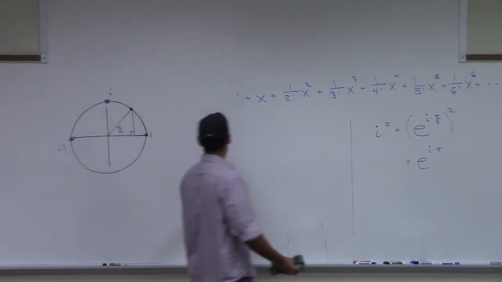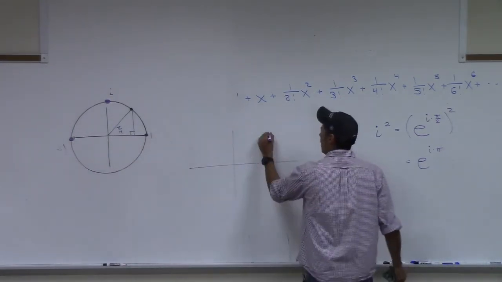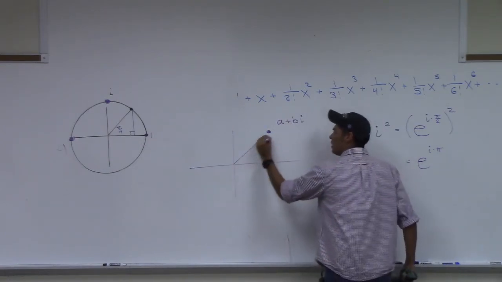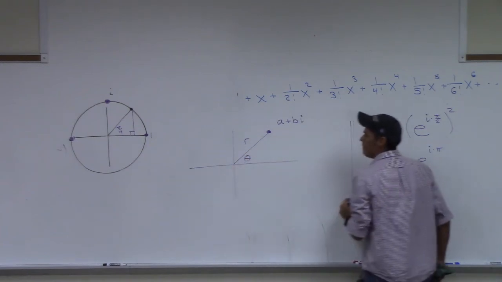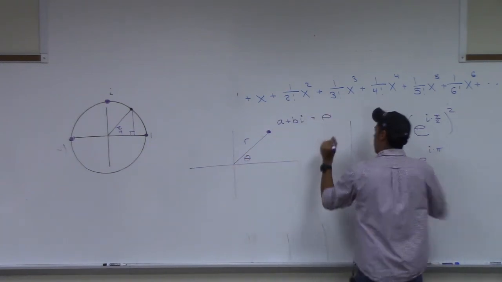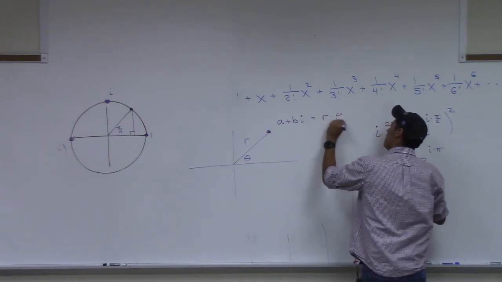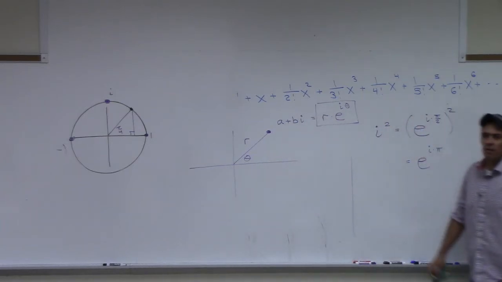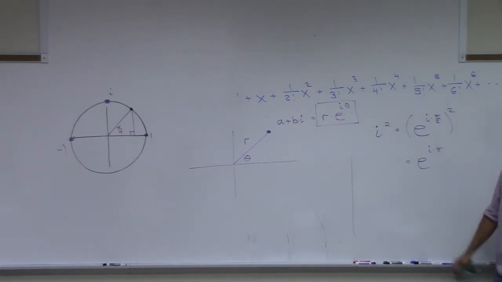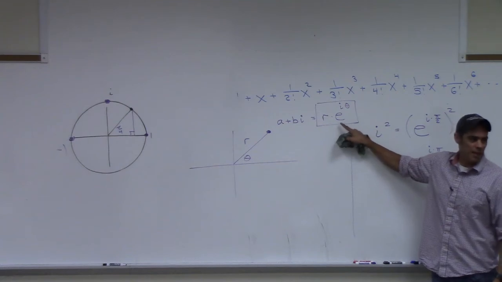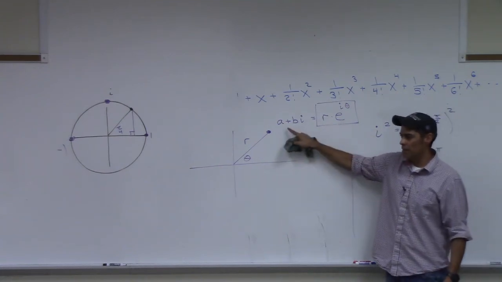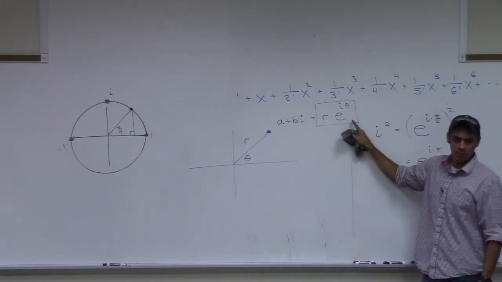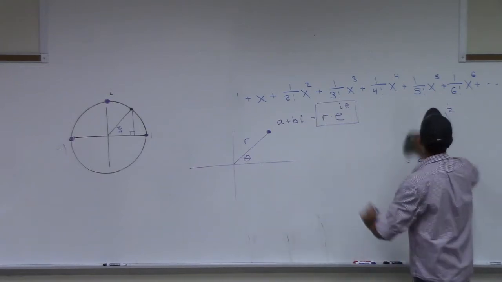But in general, if you take a number in the complex plane, a plus bi, and you measure the distance from here to here and call that r, and call that angle theta, then this can be rewritten as r times e to the i theta. That is the general formulation of a complex number. Working with complex numbers this way is so much easier than working with them this way. So if you want to square that, it's much easier to square this. One last thing, I promise I'm moving on.